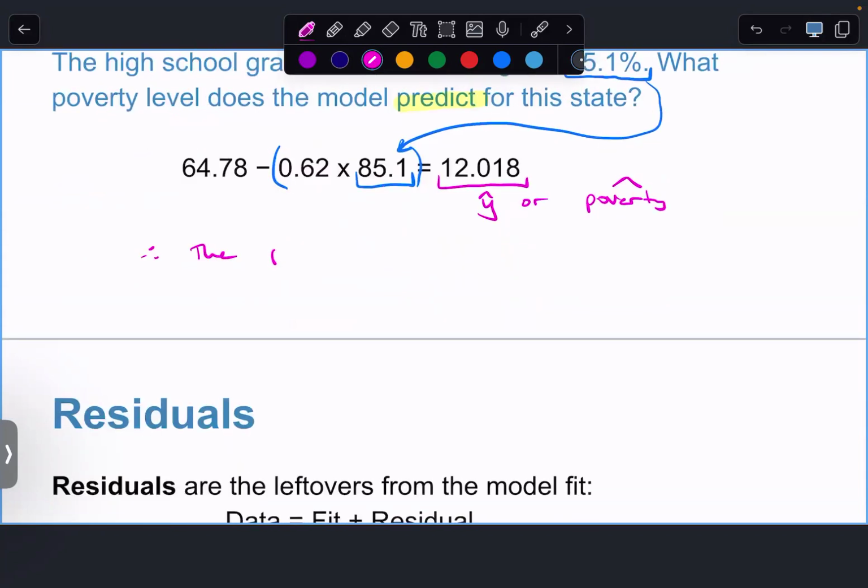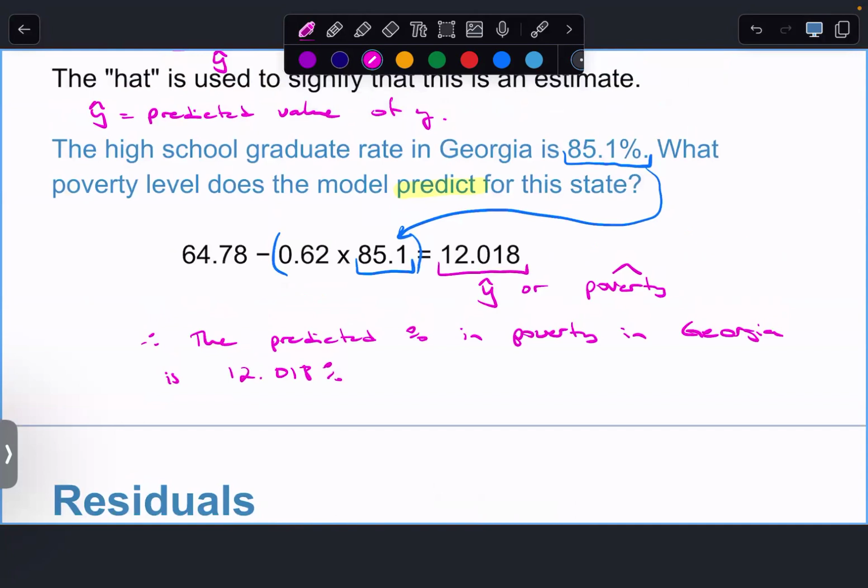Therefore, the predicted percentage in poverty in Georgia is 12.018%. You're better off just not rounding stuff unless there's tons of decimal places.